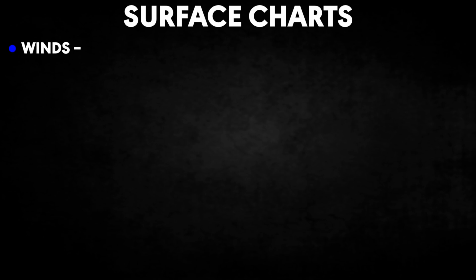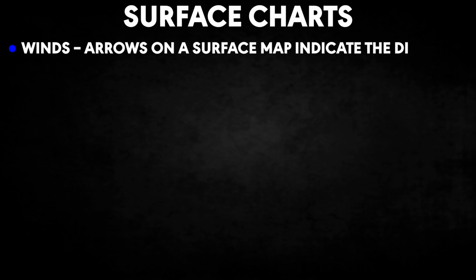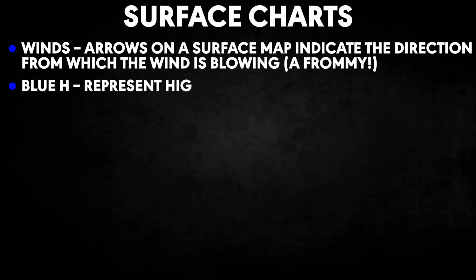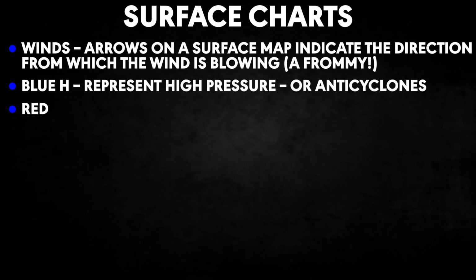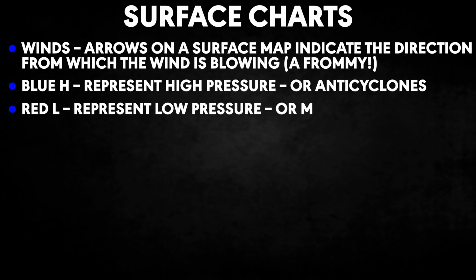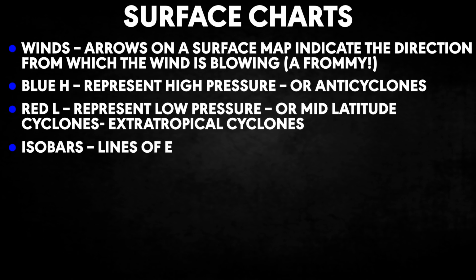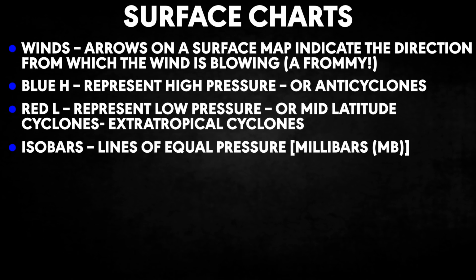Surface charts. Wind arrows on a surface map indicate the direction from which the wind is blowing. Blue H's represent high pressure, or anticyclones. Red L's represent low pressure, or mid-latitude cyclones, extratropical cyclones. Isobars are lines of equal pressure, in millibars, MB.